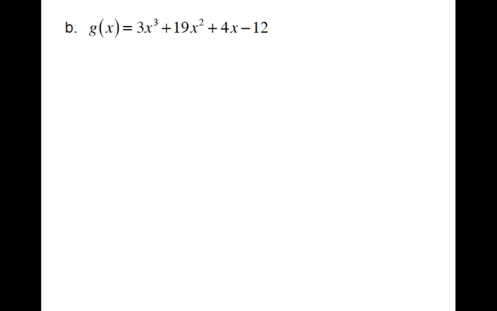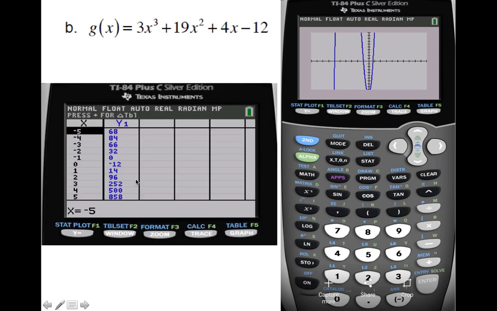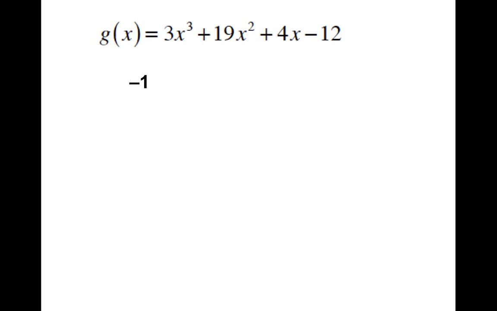Part B, same thing. We're going to type this into our calculator to figure out what number we can synthetically divide by. We are given a graph that looks like this. So to be certain, let's go to our table. We are looking for where y equals 0. That happens at x equals -1. So that means we can't divide by a positive 1. We have to synthetically divide by a -1. So let's go ahead and synthetically divide by the -1.